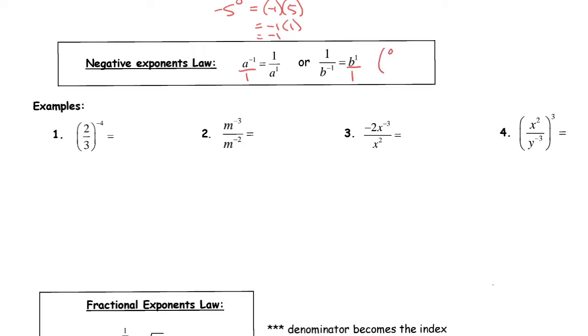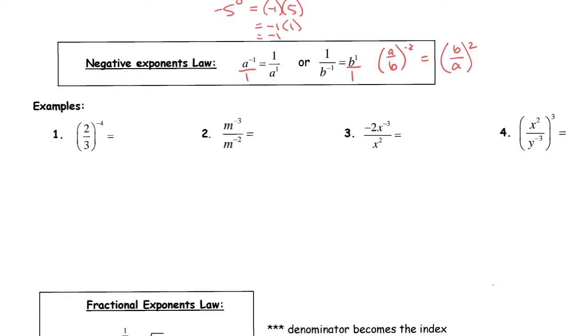Likewise, if you've got, for example, a over b to, let's say, the negative 2, what happens here is that negative reciprocates the base. So this becomes b over a all squared. That's what the negative does. The negative does not make the term negative. The negative in the exponent does not change the sign of the term. It changes the position of the power.